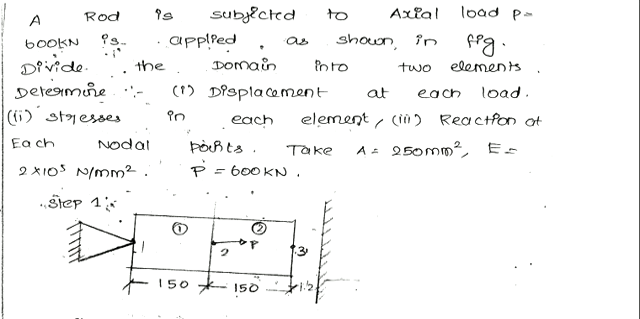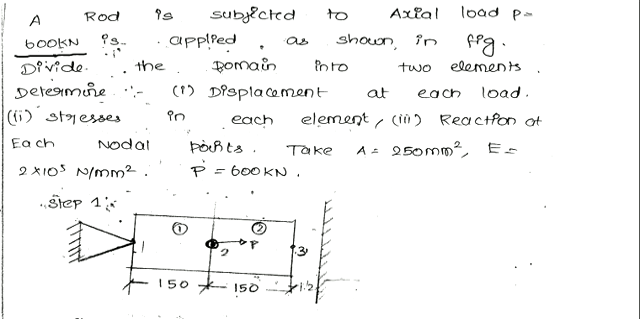Us, and this is another important problem in the FEM. So as you can see the question on the screen, a rod is subjected to axial load P equal to 600 kilonewton applied as shown in the figure. So the load is applied somewhere here.